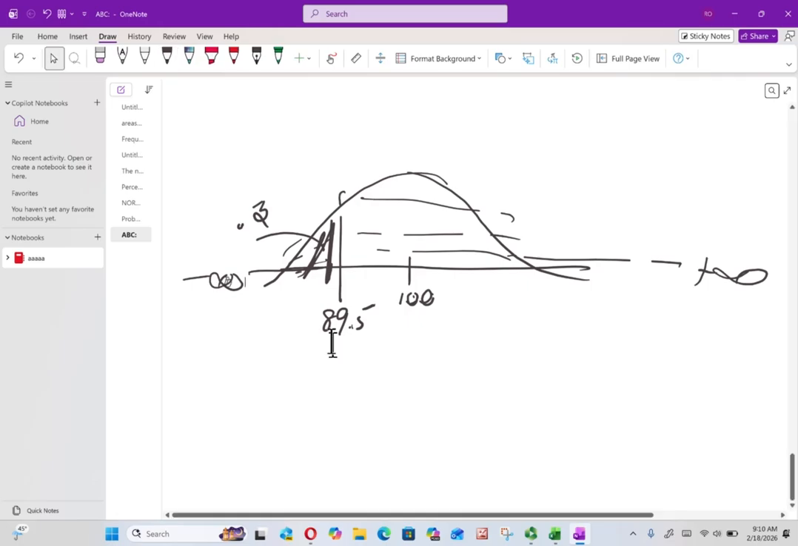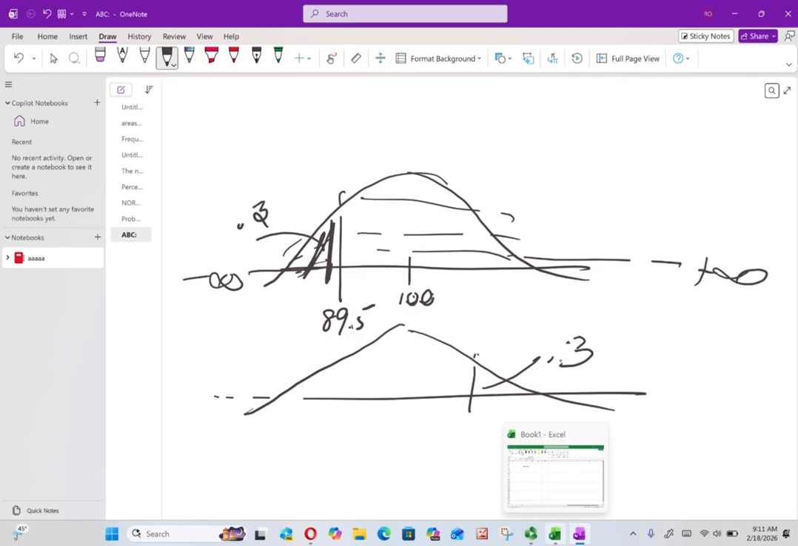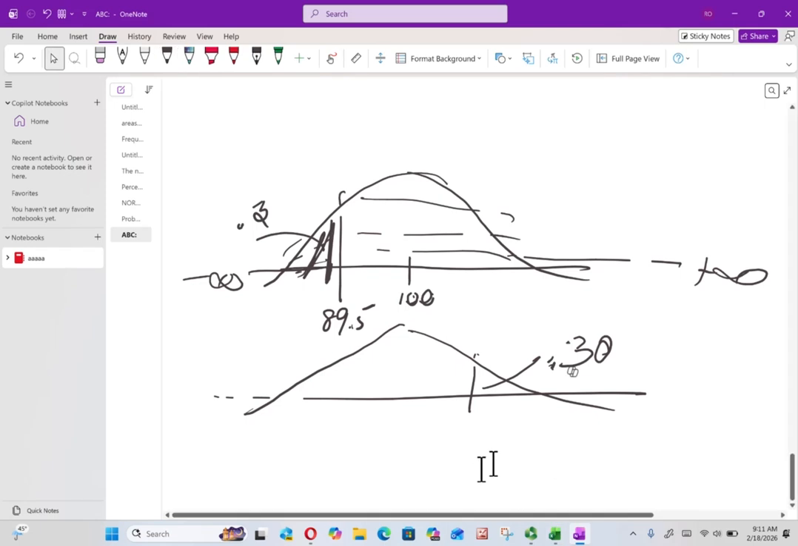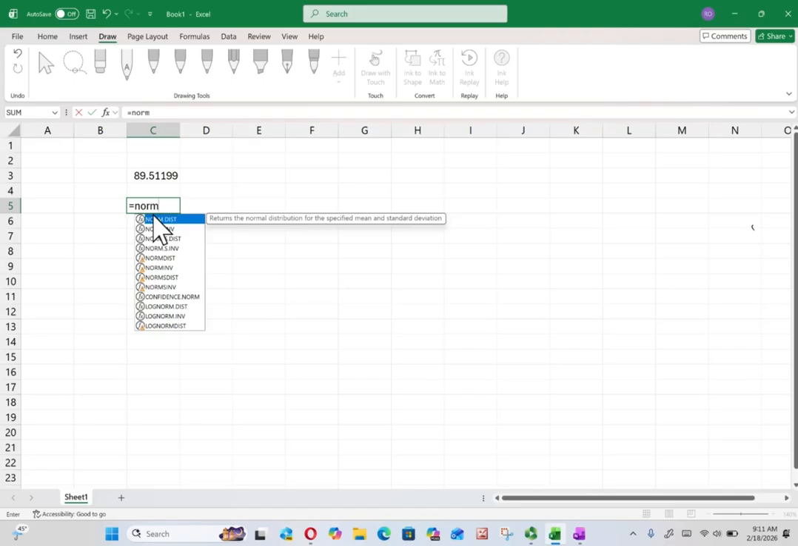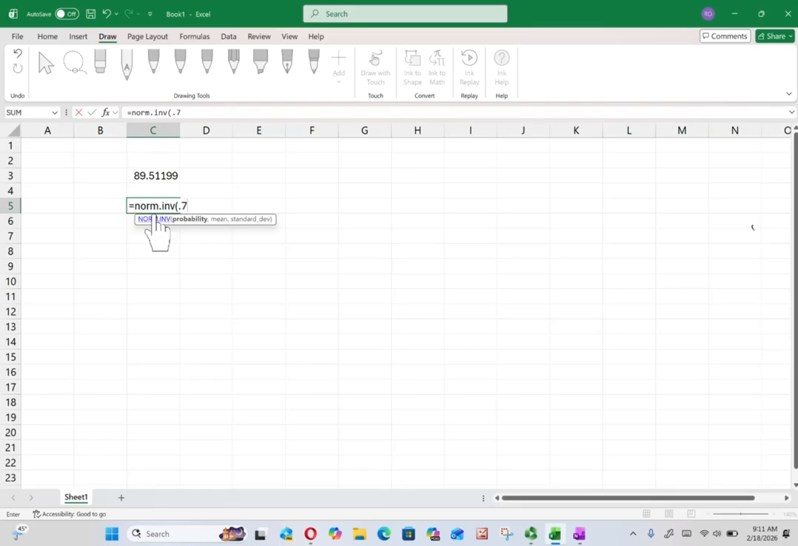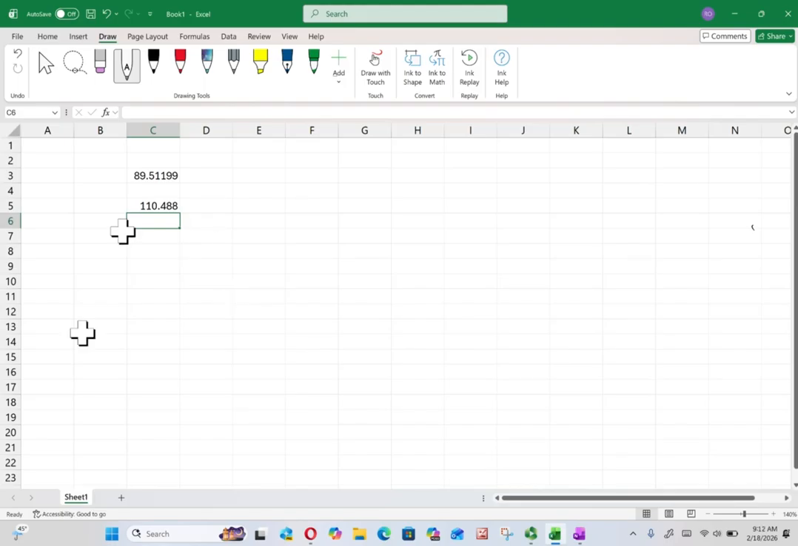If I want 30% to the right, I want 0.3 that way. What do I have to put in? 0.7. Equals NORM.INV, 0.7. Everything has to come from the left. And that's 110. So 110 cuts off 70% to the left and 30% to the right.